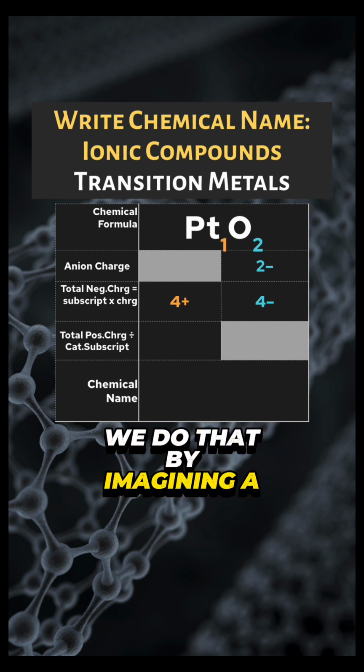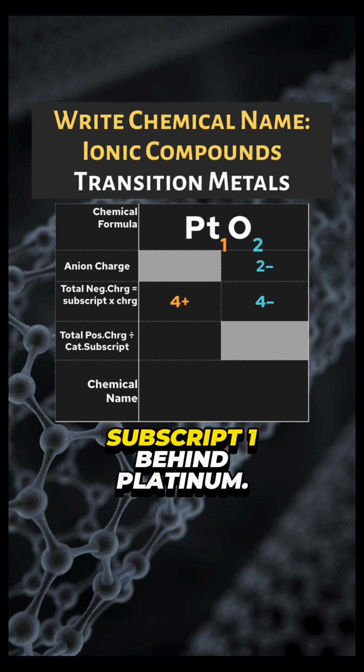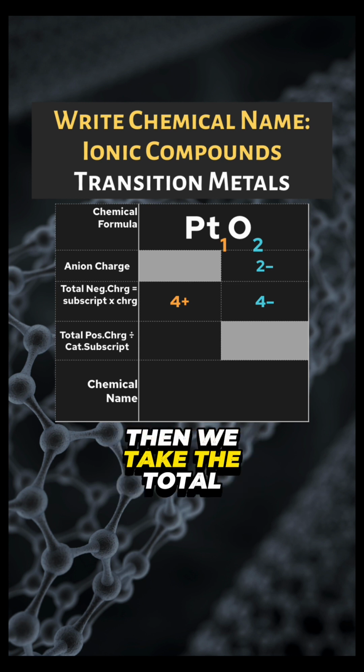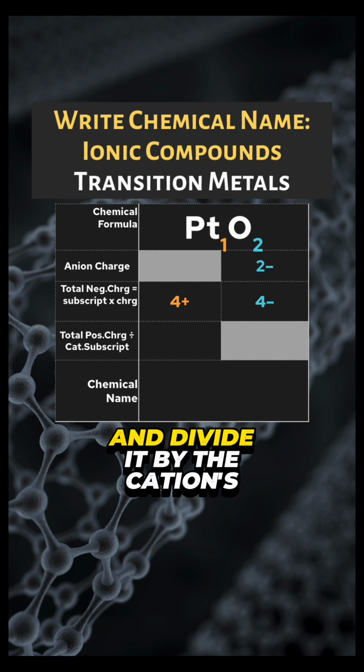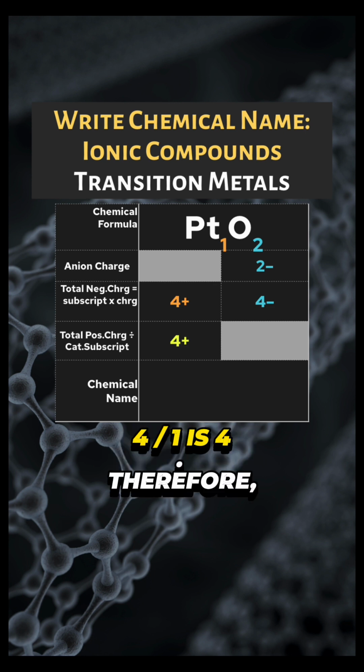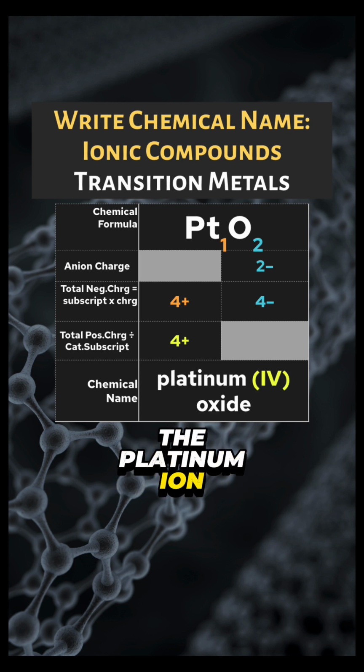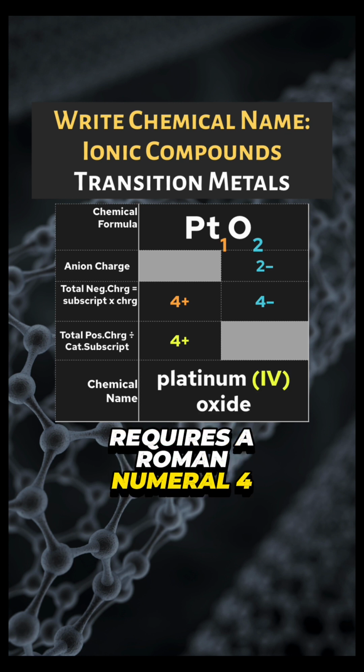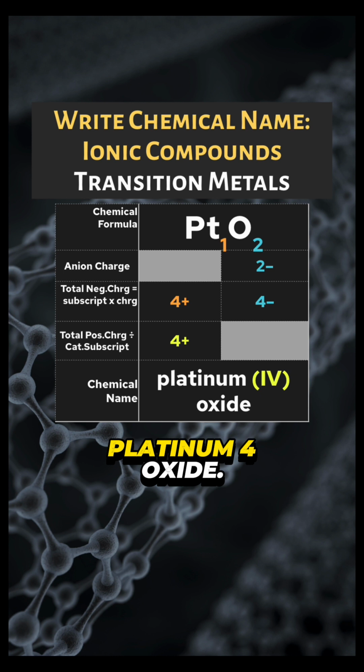We do that by imagining a subscript 1 behind platinum. Then we take the total positive charge and divide it by the cation's subscript. 4 divided by 1 is 4. Therefore, the platinum ion requires a Roman numeral 4 in its name, platinum(IV) oxide.